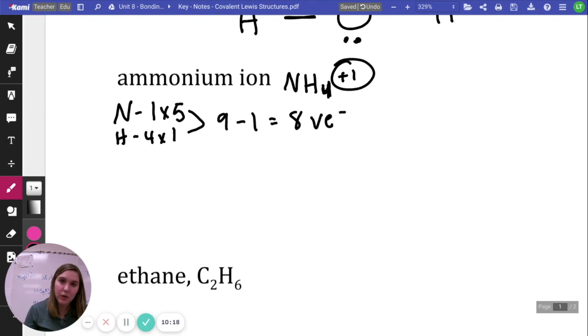Okay, so we're going to determine our central atom. We have nitrogen and hydrogen. So once again, hydrogen can never be our central atom, so our central atom is going to be nitrogen. So I'll put nitrogen in the center, and then we're just going to go ahead and bond the 4 hydrogens to our nitrogen.